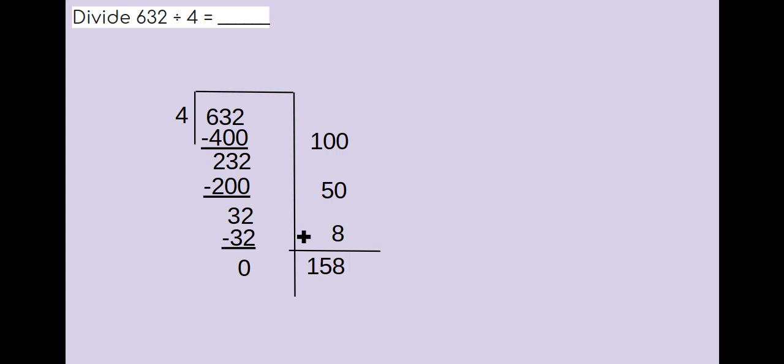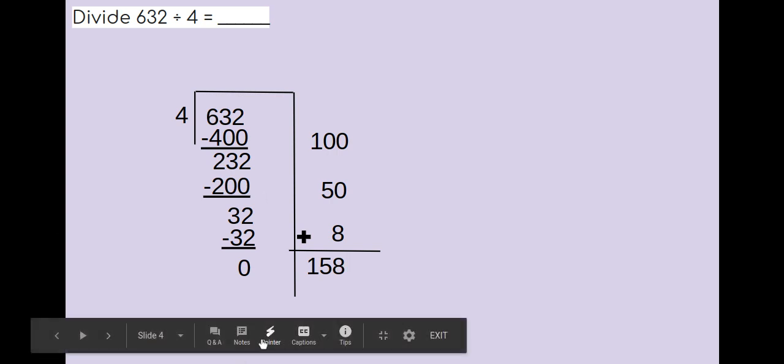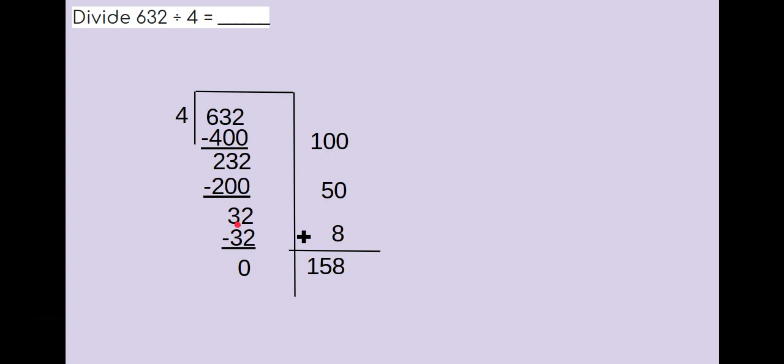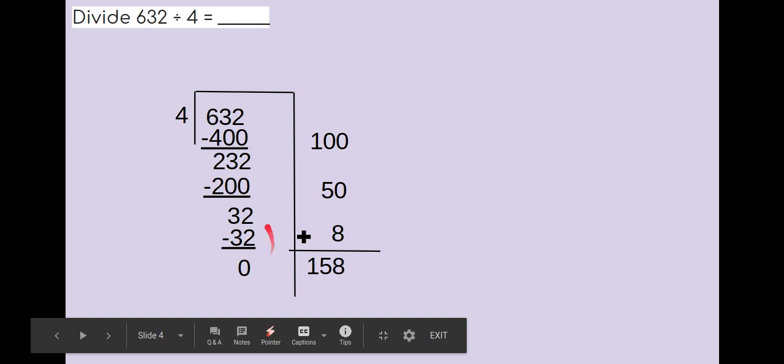Now I'm repeating that same step. How many times can our divisor 4 fit into 232? Let's try 50. Well, I know 4 times 5 is 20, so 4 times 50 must be 200. 232 minus 200 equals 32. And wow, I noticed that 4 fits into 32 perfectly 8 times. So 32 minus 32 equals 0. And our final step is to add our groups together. So 100 plus 50 plus 8 equals 158.